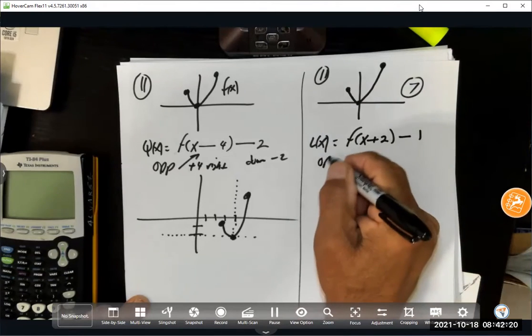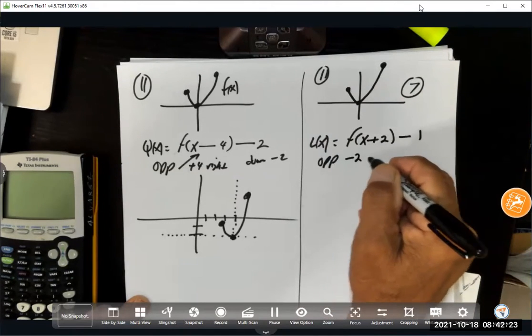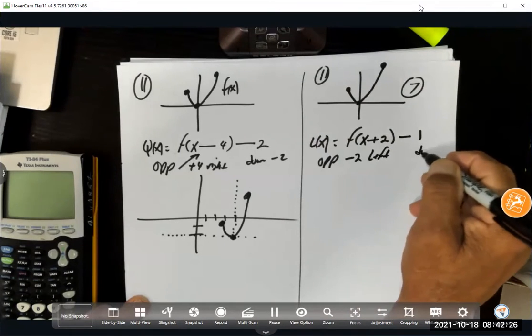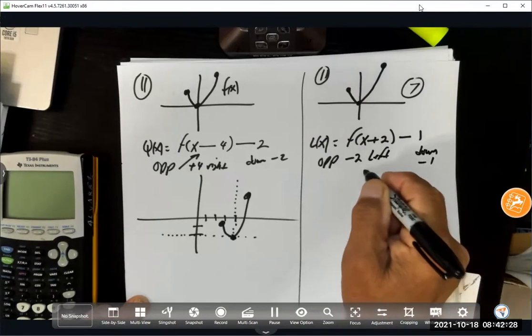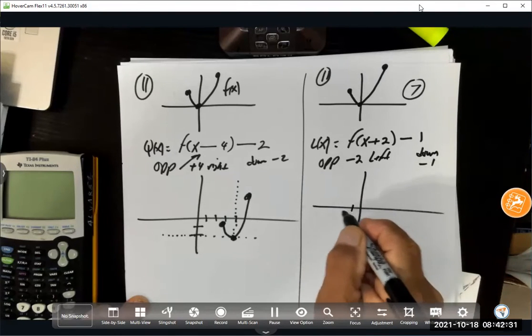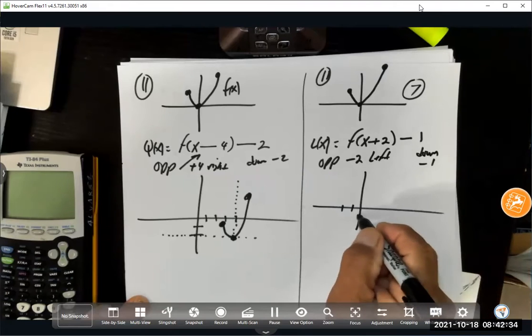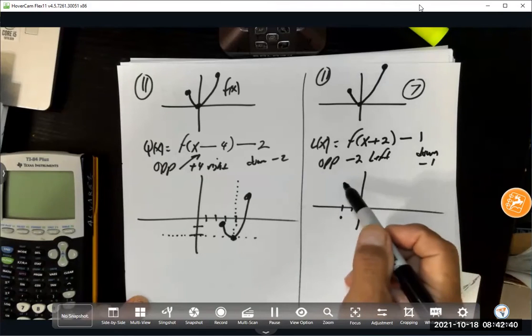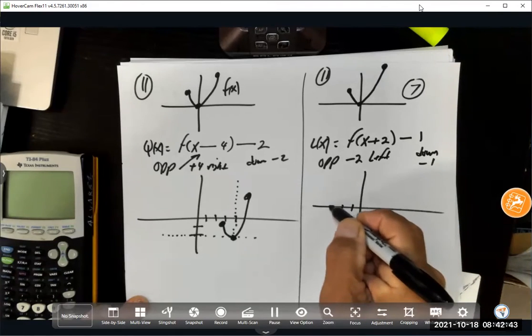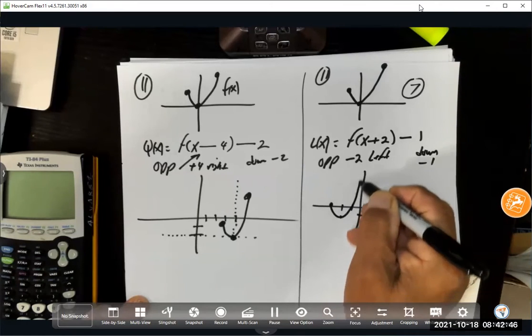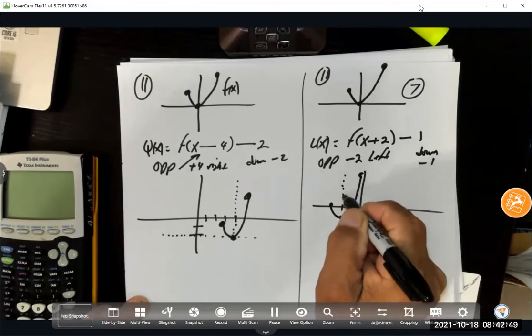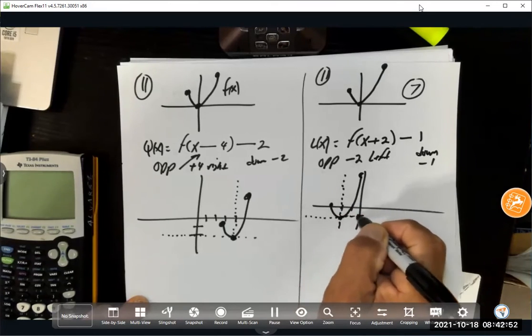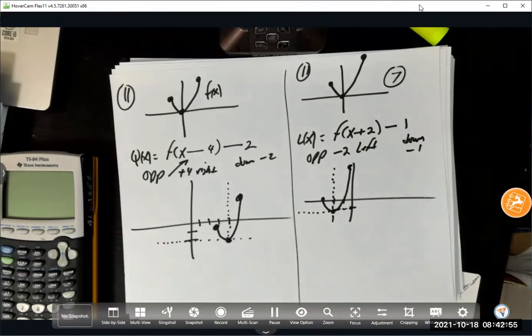So now it's going to do the opposite of this. So it's going to go -2 to the left, and it's going to go down -1. This picture right here is going to go left 2, 1, 2, and then it's going to go down 1. So it's going to go left 2, and then 1 space down. So it's going to end up being here somewhere like this. It's going to go this way and that way. Is that right? So it's going to go this and down. Does that make sense? Hopefully.